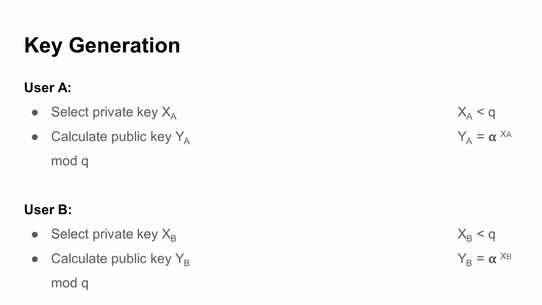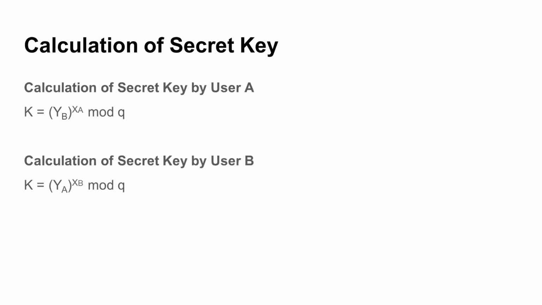So user A select private key XA, public key YA mod Q. So in this case the condition XA less than Q, YA equal to alpha to the power XA. User B select private key XB, calculate public key YB mod Q. So here XB less than Q, YB equal to alpha to the power XB. So calculation of secret key by user A, K equal to YB to the power XA mod Q. Calculation of a secret key by user B, K equal to YA to the power XB mod Q.